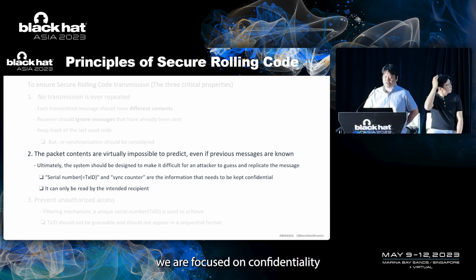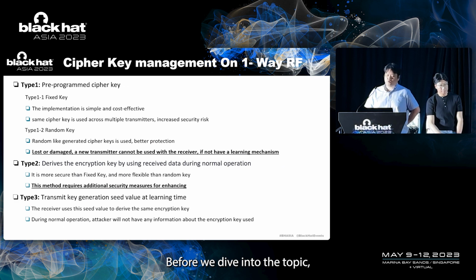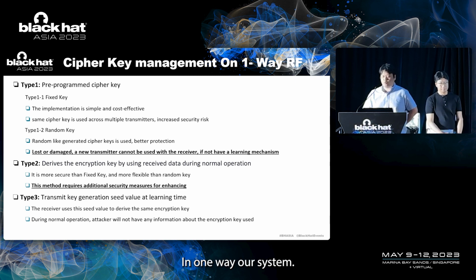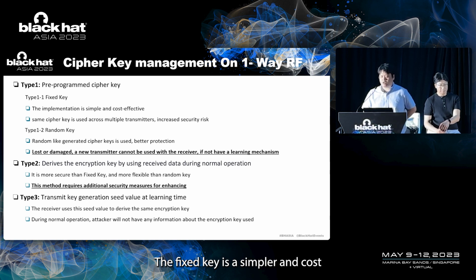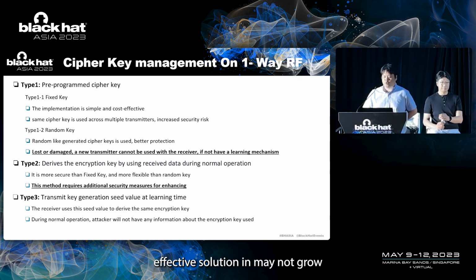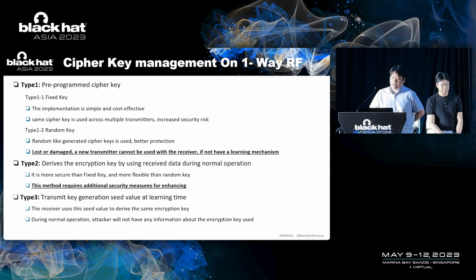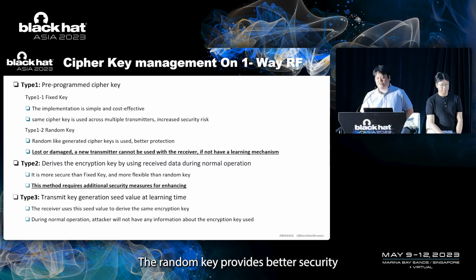In this chapter, we will focus on confidentiality in smart door RF communication, and we will discuss it based on a real-world example. Before we dive into the topic, let me explain the three methods for management of the shared secret key in a one-way RF system. Firstly, the pre-programmed fixed key is a simple and cost-effective solution. It may not provide the same level of security as other methods due to the use of a common key for all transmissions. A pre-programmed random key provides better security as the keys are randomly generated, but a lost key may prevent new transmitters from being used if they do not have a learning mechanism.